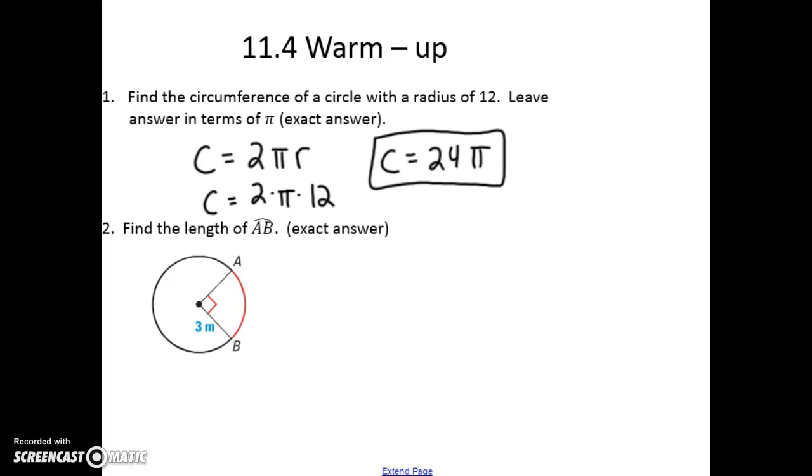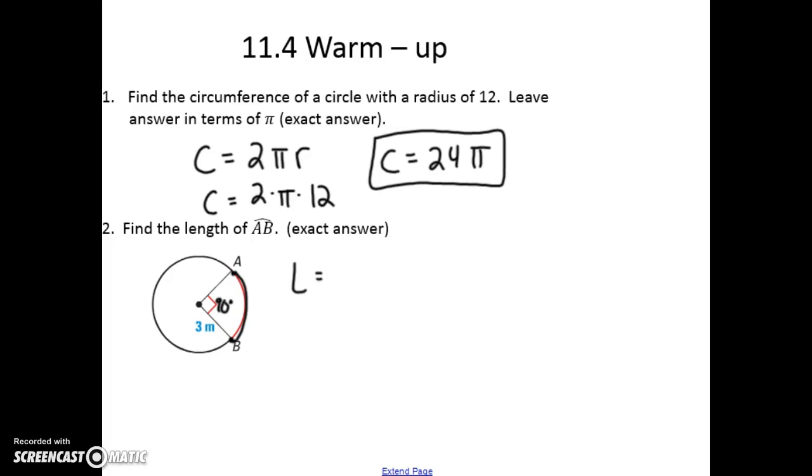And then in number 2, we want to find the length of arc AB. And the length of arc AB is if I were to walk from A to B along the edge of the circle. And we know that the central angle here is 90 degrees, and then the radius is 3 meters.